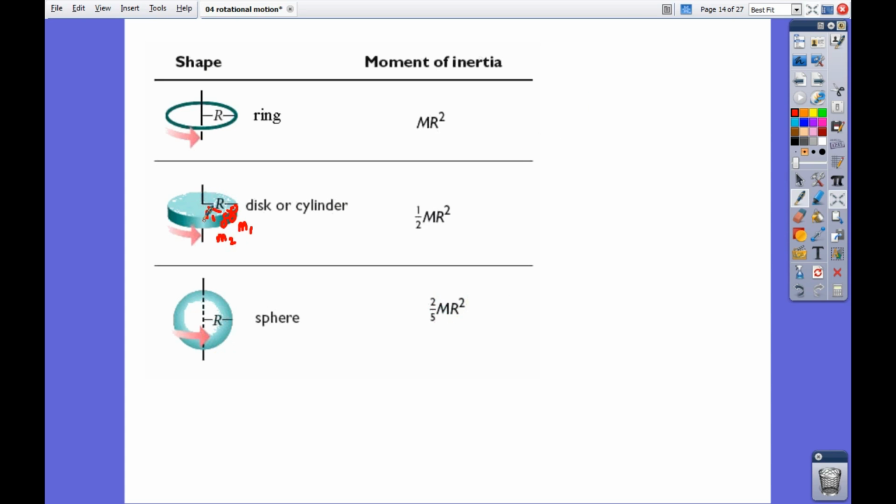For very small particles, instead of using sigma, we can use an integral. So the definition of moment of inertia becomes the integral of r squared times dm, calculated from the center of the object to the radius. From this equation we can get these formulas easily.